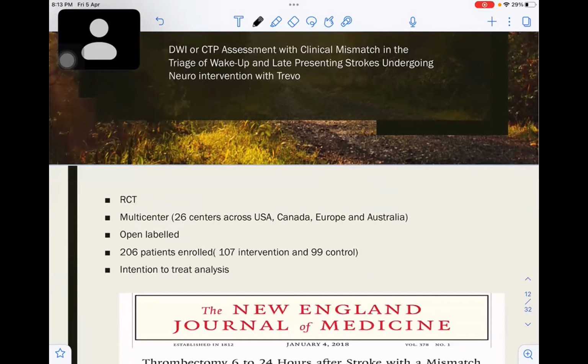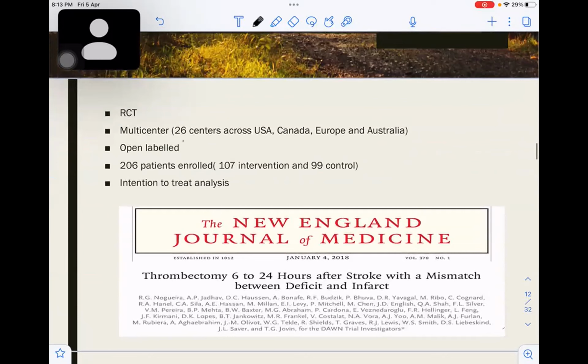This is a randomized controlled trial which included 26 centers across the USA, Canada, Europe, and Australia. This is an open label trial, and about 206 patients were enrolled. 107 were in the intervention arm and 99 were in the control arm. And this used intention to treat analysis.